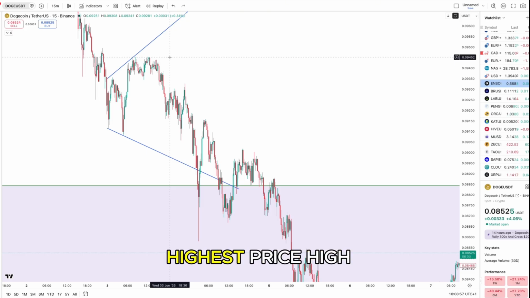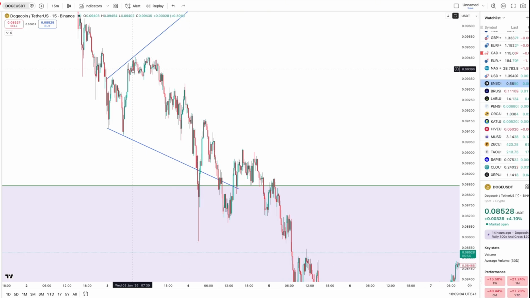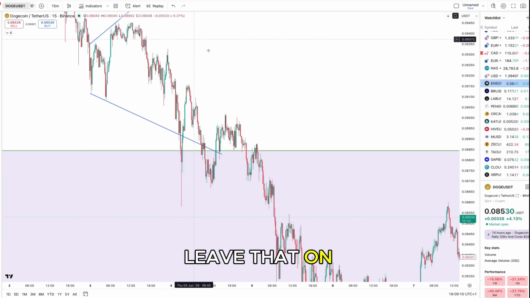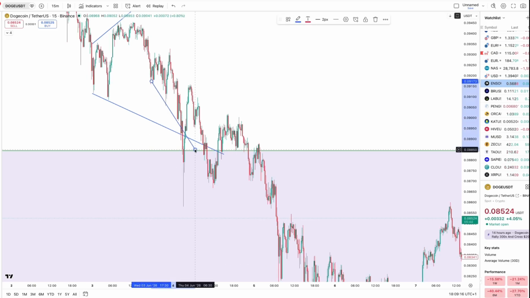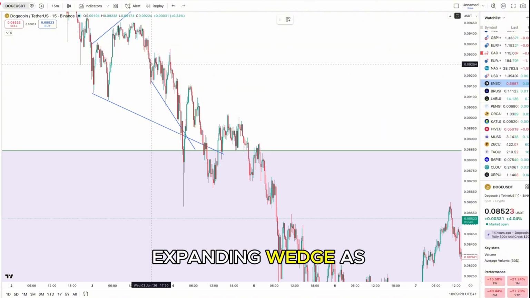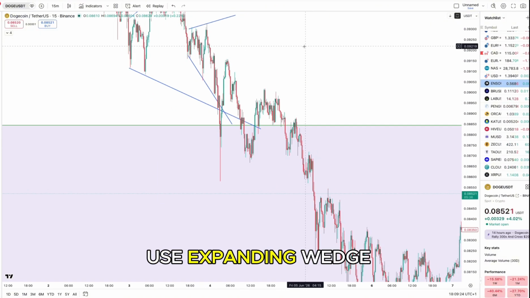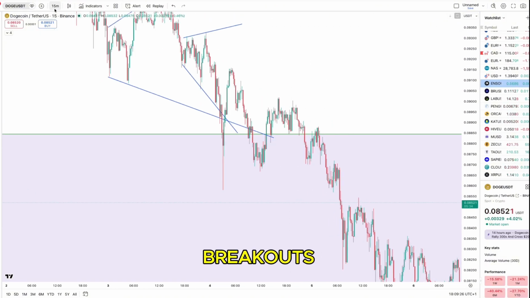Is this the highest price? High 954. It's the same high. Okay, let me just leave that zone. Now on the second leg again, I still got an expanding wedge as well, because I cannot use an expanding wedge to know my breakouts.